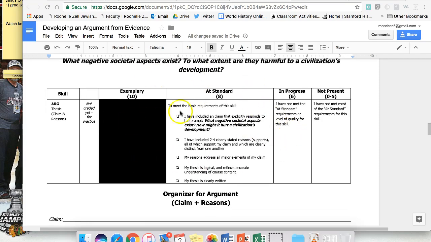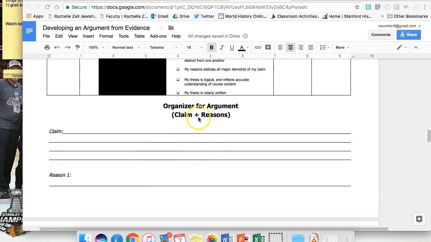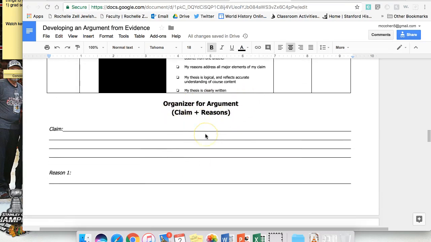Here is the rubric that you are going to be graded on for doing this process. You've included a claim that explicitly responds to the prompt. You have 2 to 4 reasons, based on how many groups you create from the evidence. They all support your claim and they're all distinct. They address all major components, meaning that they address all parts. It's a logical thesis, it makes sense, it is clear, and it's an accurate understanding of what we're doing in this course. And remember, the thesis is your claim and your reasons.